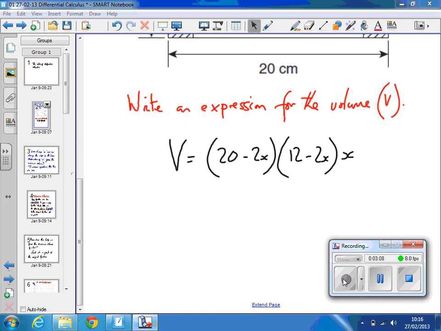So an expression for the volume of the box would be length, which in terms of the algebra is 20 minus 2x, times the width, times the height. So all I need to do now is to say somebody to tell me what x is for different shaped boxes, and then I could quickly calculate what the volume was, because x is the only unknown in that equation for the volume.